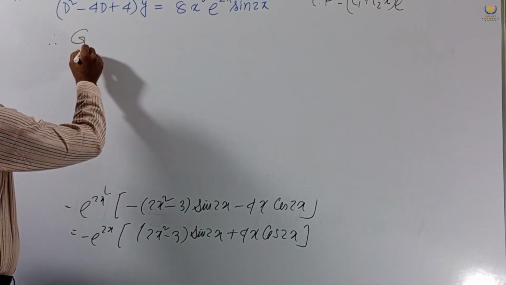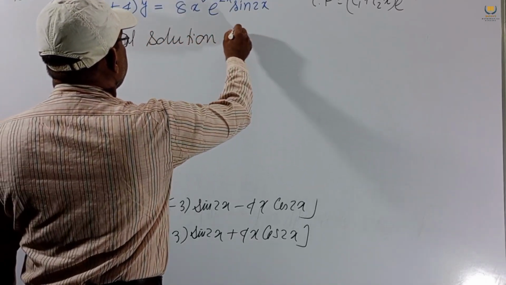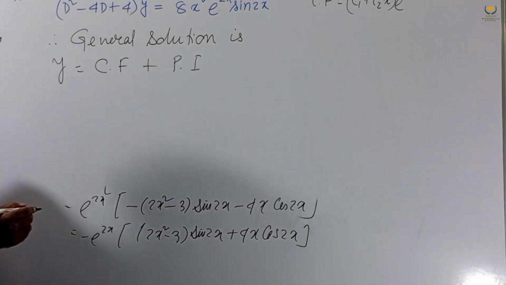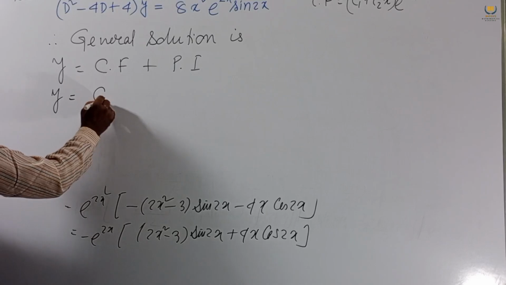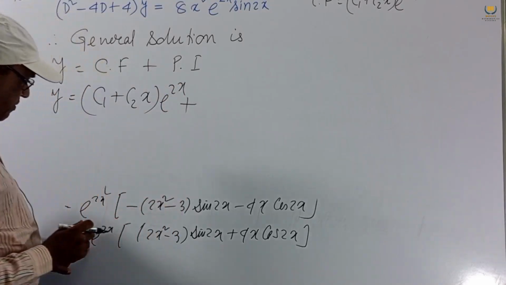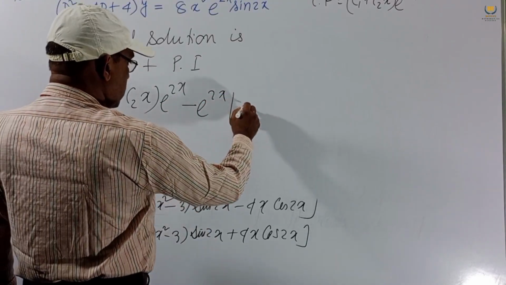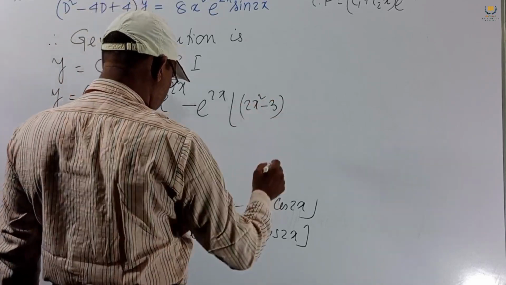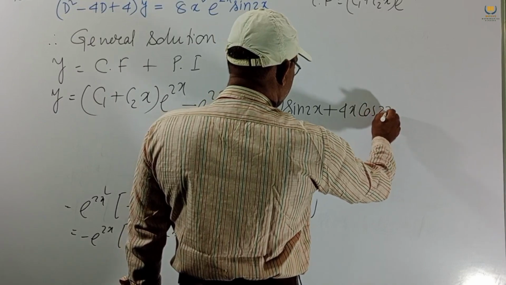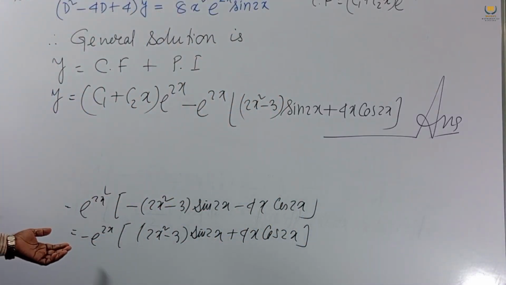Therefore, the general solution is y equal to CF plus PI. Y equal to CF means c1 plus c2x e to the power twice x, plus PI. PI means this. So plus minus minus e to the power twice x, 2x square minus 3 sine twice x plus 4x cos twice x. This is our answer. So answer is this one. This is the final answer.